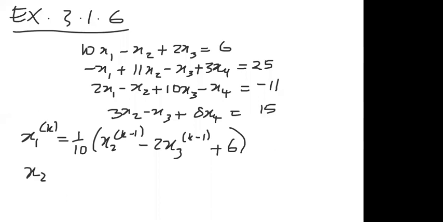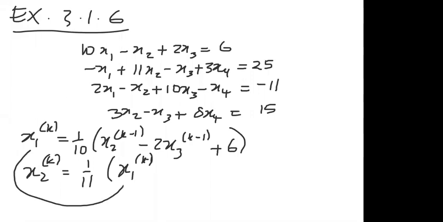And then if I make x2 the subject of the formula, so x2^(k) will now be equal to what? 1 over 11 there. Then I'm going to have minus, okay, it will be positive now, x1^(k). So I'll just say x1^(k). I would have said x1^(k-1), but at this stage, I will have found the value of x1. So I can substitute the value of x1 in this equation.